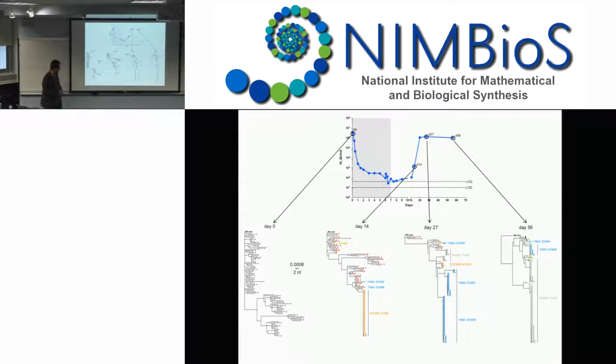Yeah, so they have two or three different clades as well. So in HCV patients, they are very diverse. The viral population is very diverse.